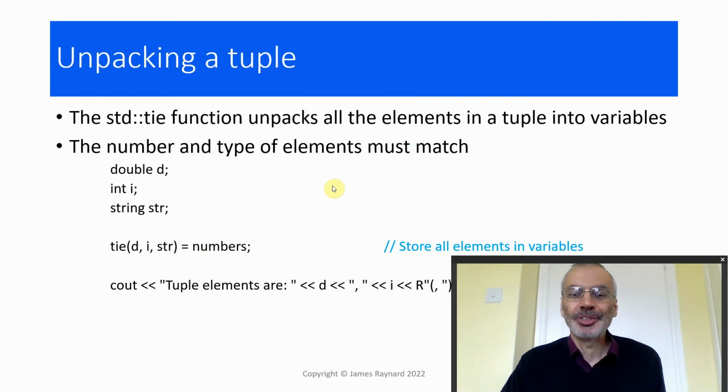It's also possible to get all the elements of a tuple with a single call. There's a non-member function called tie which does that. And again, this is a bit peculiar. We need to have some variables which we're going to use to store the data. Then we pass those variables as arguments to tie, and then we assign the result of calling tie. So this is going to extract all the elements from numbers and then store the first element in D, the second element in I, and the third element in str. And obviously the number and type of these variables must match the elements of the tuple.